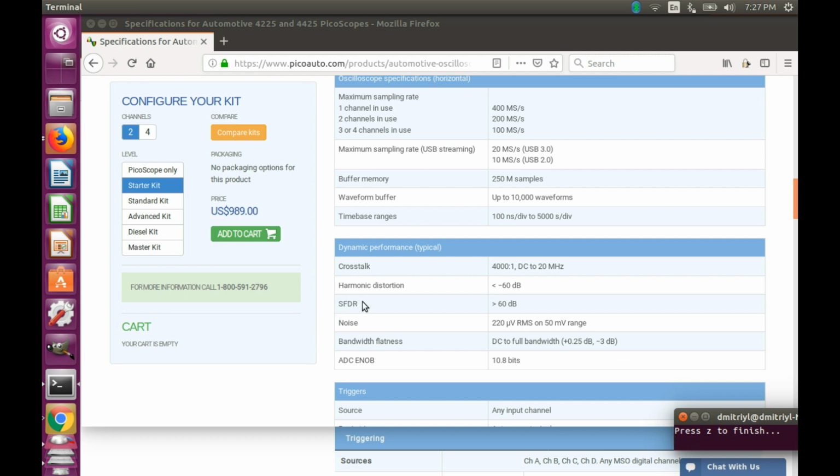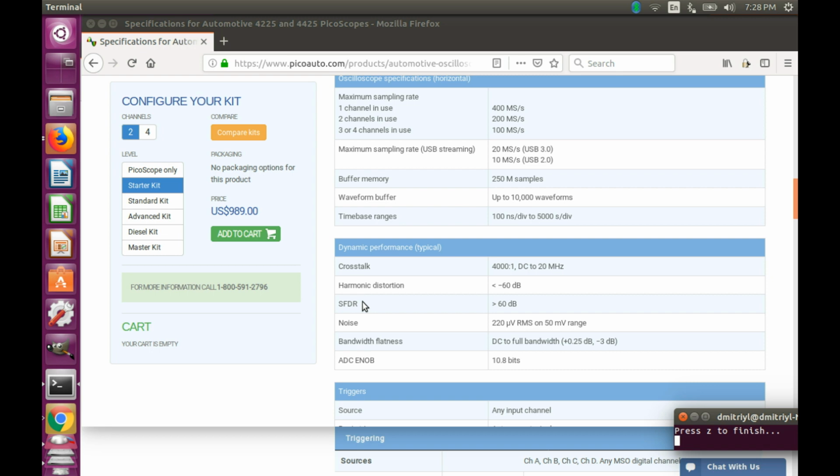Spurious free dynamic range. It's a horrible combination of words. What does it mean? Well, if you've ever done frequency plots on Picoscope, you would know that if you feed a sine wave into it, you will see a big peak at that particular frequency. However, even if you feed it with ideal sine wave, there will also be some small peaks at other frequencies, basically an oscilloscope added noise.